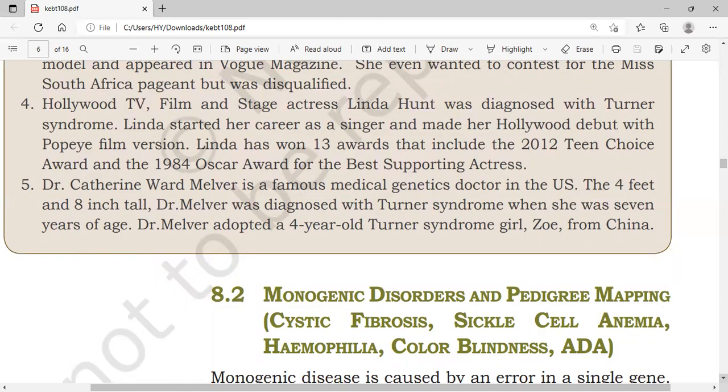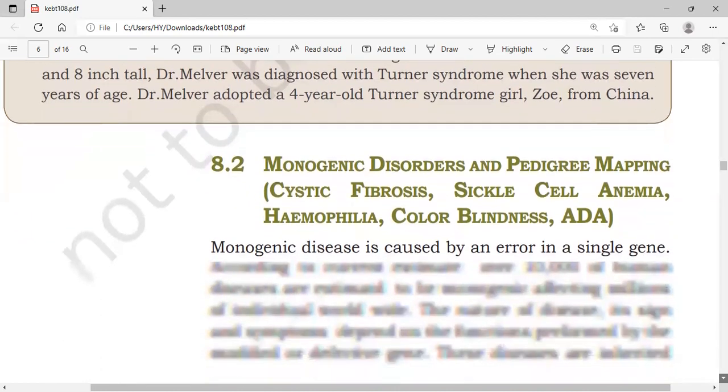Dr. Catherine Ward Melver is a famous medical genetics doctor in the US, 4 feet 8 inches tall. Dr. Melver was diagnosed with Turner syndrome when she was 7 years of age. Dr. Melver adopted a 4-year-old girl with Turner syndrome, Zoe, from China.